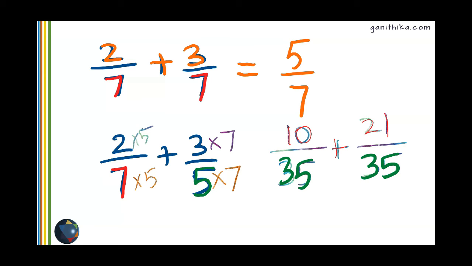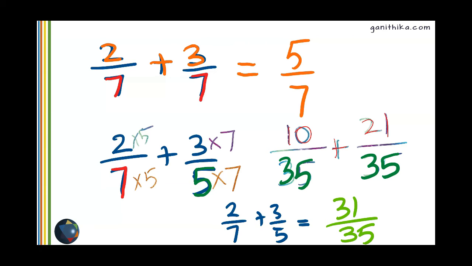Now as in the previous case, you just have to add the numerators because the denominators are now 35 and 35, which are equal. Therefore the denominator is maintained as 35 and the numerator becomes 31. So the answer is 31 over 35 for 2 over 7 plus 3 over 5.